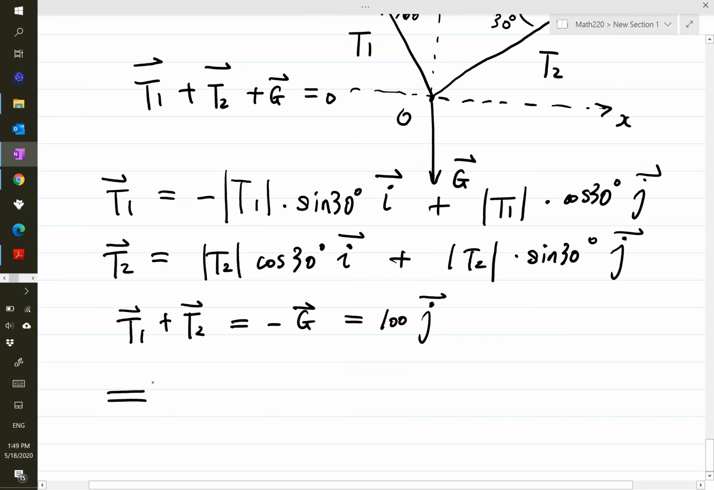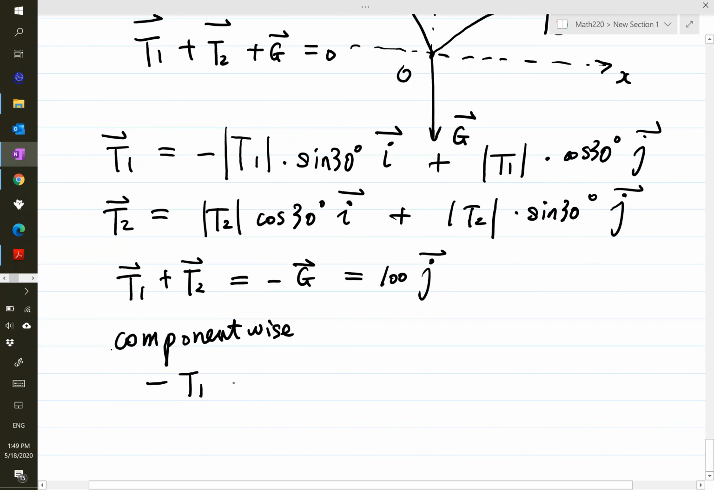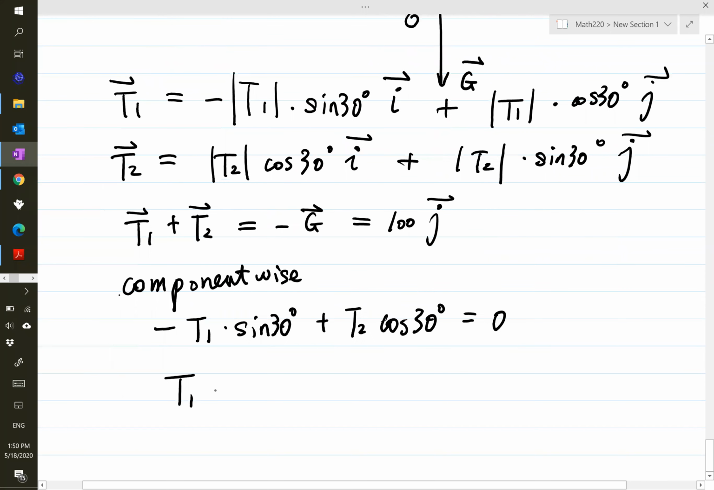Component wise, we get the I direction. You see the addition T1 plus T2, there's no I direction in the total. So the I component should be 0. So we get negative T1 times sine 30 plus T2 cosine 30 should be 0. And the Y direction is T1 cosine 30 plus T2 sine 30 should be 100. So we have two variables, T1 and T2, and two equations. Then we can solve this.